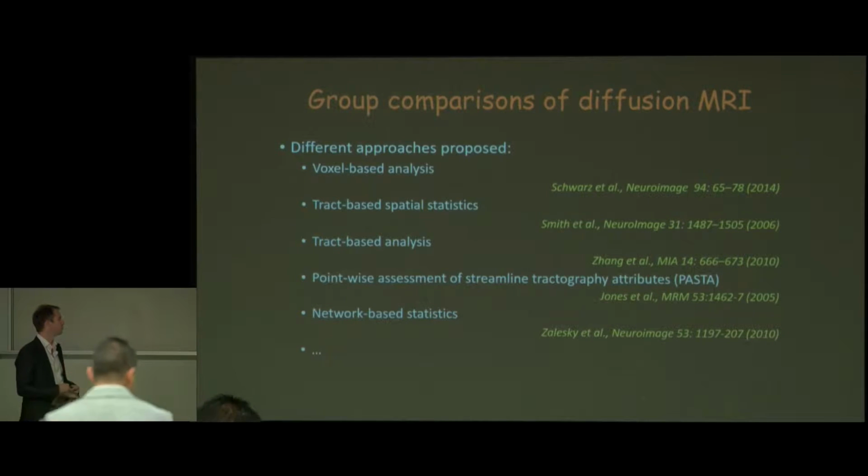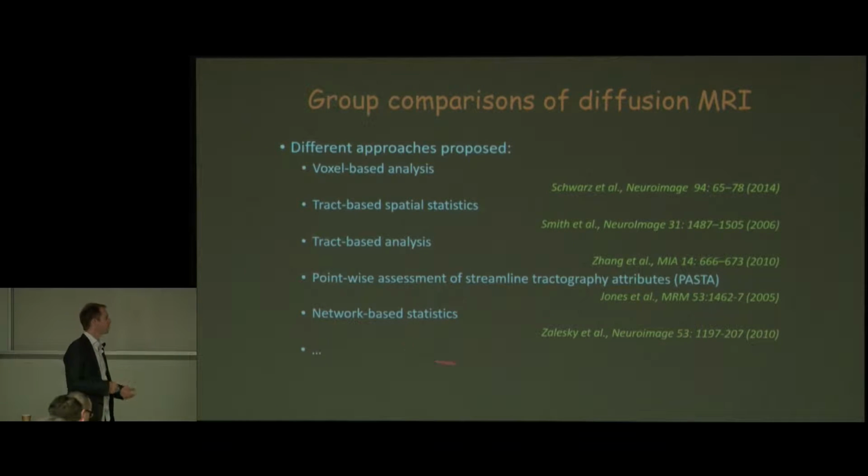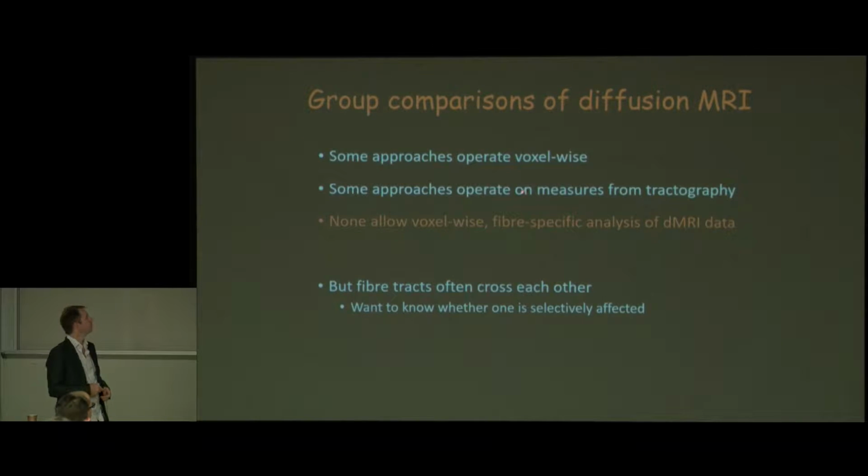And then you've got network-based statistics type approaches, which rely much more on the tractography and then mapping certain values from the tracks onto that, and then doing statistics on the matrices that you get, and all sorts of other stuff. And I think there's overlap with the previous talk as well in terms of how you incorporate that information into much wider analyses. So some of these approaches operate voxel-wise, some operate on tractography, but none of them really allow a voxel-wise fiber-specific analysis of the diffusion data.